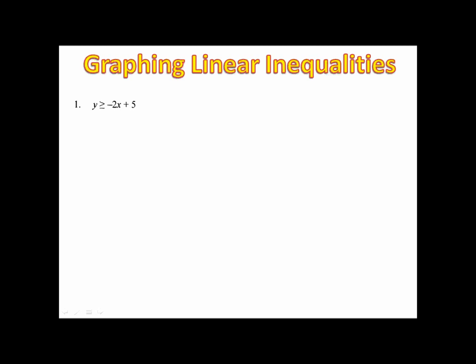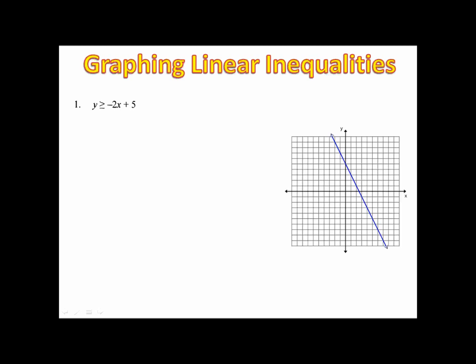Now, as I go through this problem, you might find the need to pause the video as you're constructing your graph, and that's fine. The first thing that I've done is I plot the y-intercept of 5, and then I use the slope of -2/1 to plot some additional points. Once I've done that, I construct my line. So far, there's nothing new. The new part is that we need to do some shading.